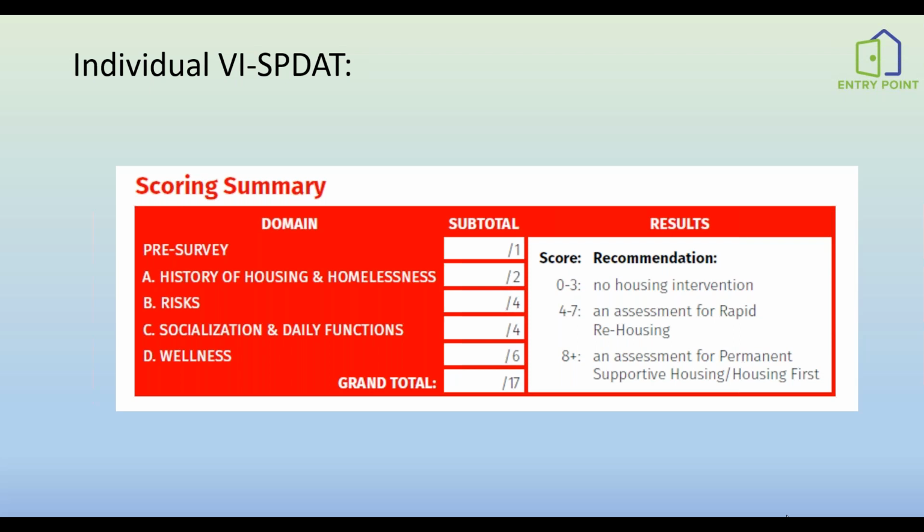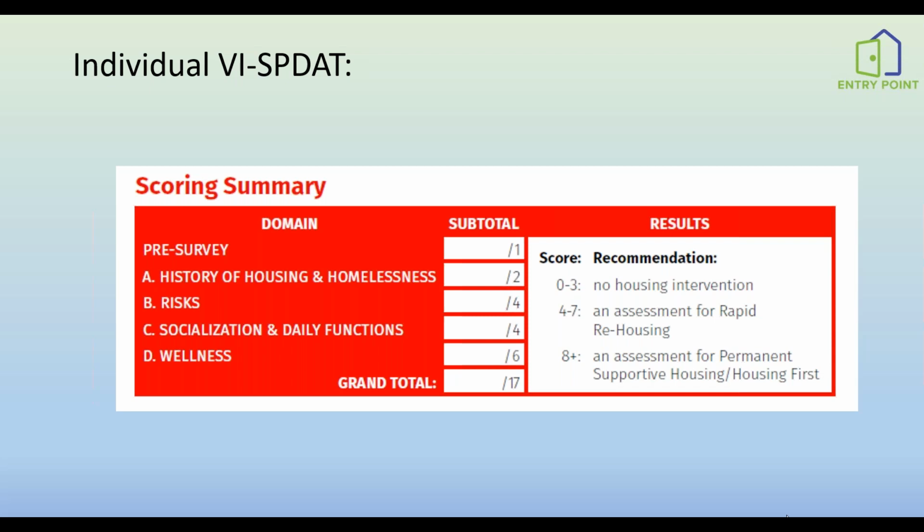Now, right now, I'm looking at a page called the scoring summary. Again, you do not need to worry about scoring. HMIS will do that for you. I would strongly encourage you not to sit and try to trouble over this in front of a client. You might decide it's best not to tell someone what their score is, not because we're trying to keep information from them, but because it might be confusing or meaningless to someone.